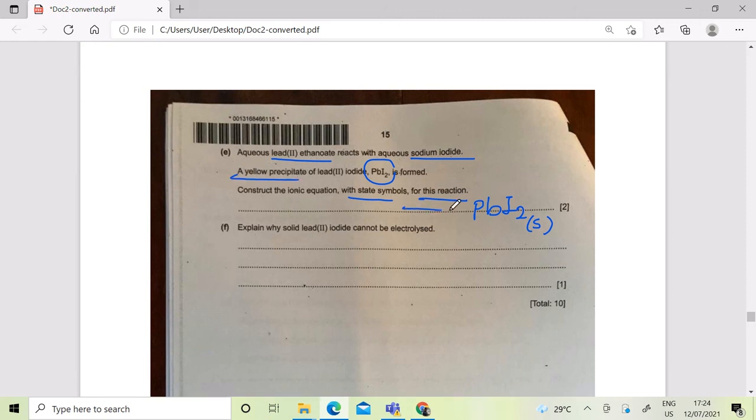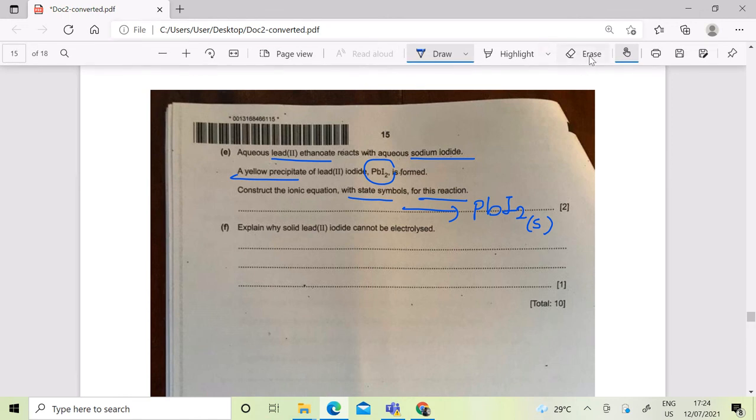How do you get that one? In order to get this precipitate, what we require is we need Pb2+. So Pb2+ solution, therefore it should be aqueous, and I require I minus from sodium iodide, aqueous, and you require 2 of them, PbI2. Explain why solid lead iodide cannot conduct electricity.